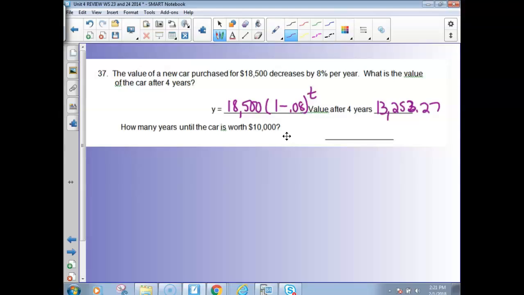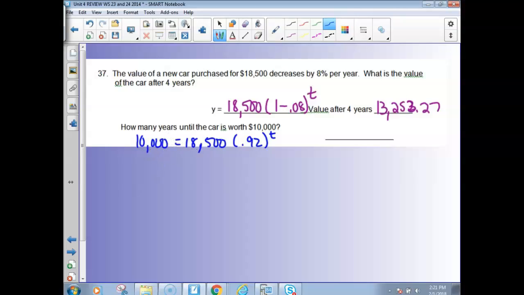All right, now, we have learned enough at this point that we don't even have to do that. So we could solve it like this. Put 10,000 in for Y. And 1 minus 0.08 would be 0.92, right? You could actually solve this with algebra at this point because of what we've learned. So you would divide both sides by 18,500. What would that get you?